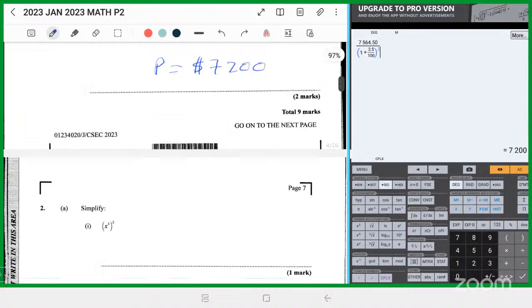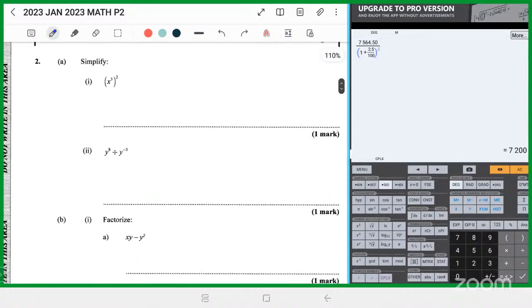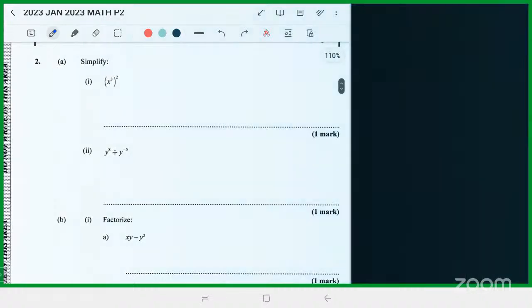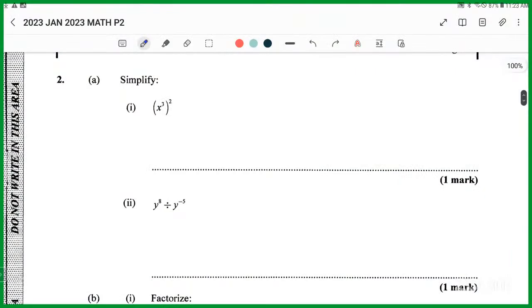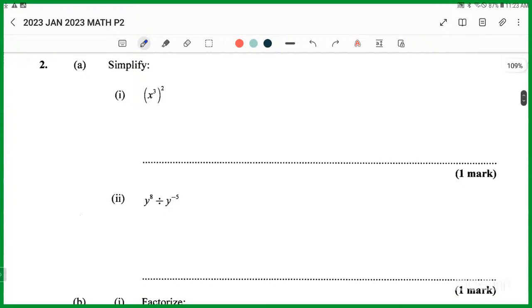Let's go. This question says, I don't need the calculator now for this. This question is testing our knowledge of indices. So this one, they want us to simplify this. When you raise a power to a higher power, you can multiply the powers. So this answer is equal to x to the 3 times 2, which is x to the 6th power.